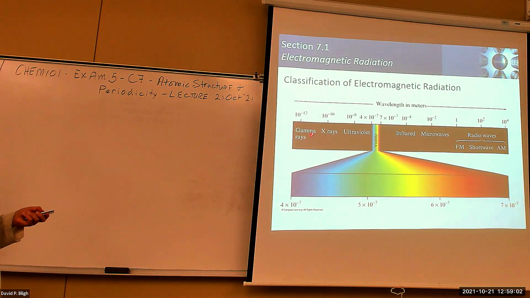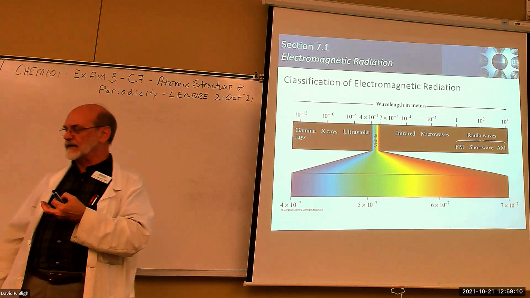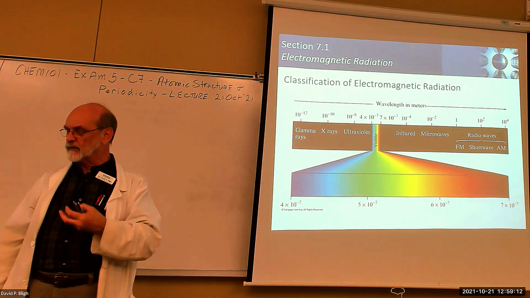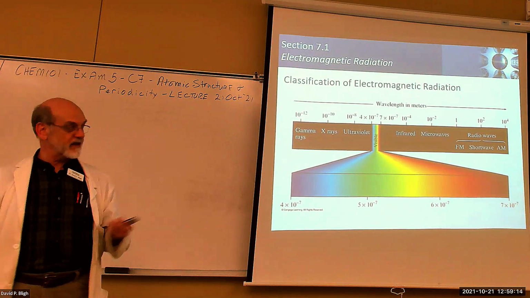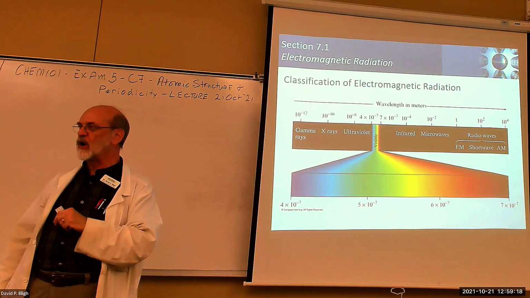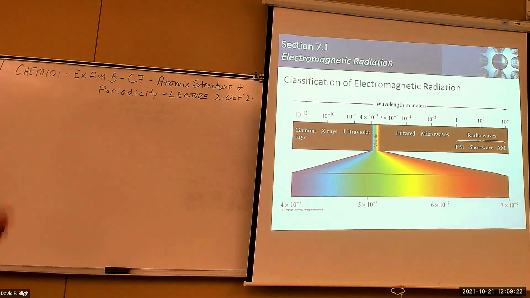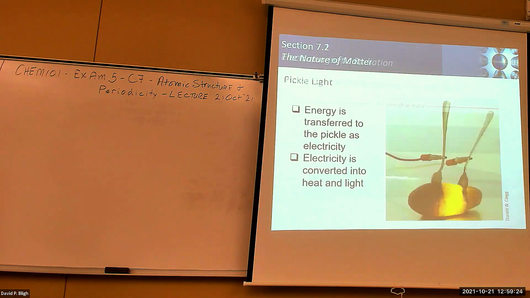So very, very powerful gamma rays. We do get gamma rays also in smaller amounts from nuclear decay. Radioactive elements will sometimes emit gamma rays when they decay, but those are in small amounts. Okay, so that's the electromagnetic spectrum.